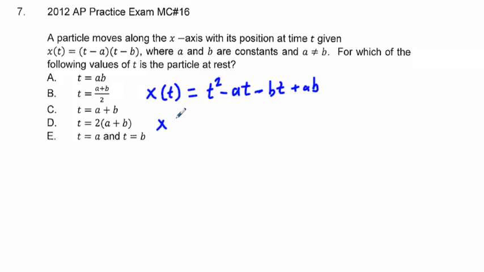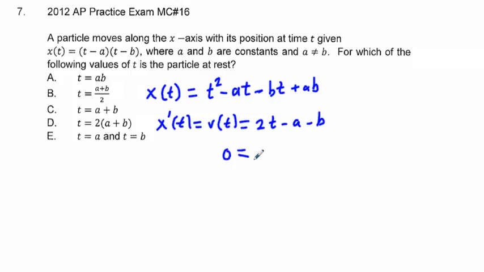And x prime of t equals v of t, and that's going to be 2t, and then a is the constant. Well, t is to the first power, so we get minus a, and the derivative of minus bt is minus b, and the derivative of ab is going to be 0, because that's constant. And for finding when it's at rest, we set this equal to 0.